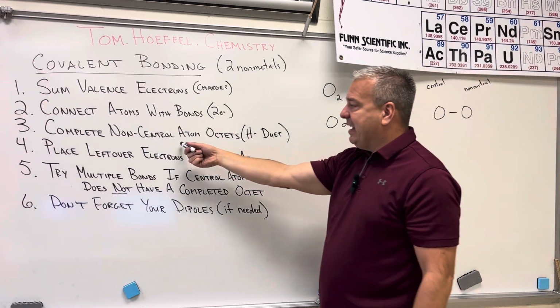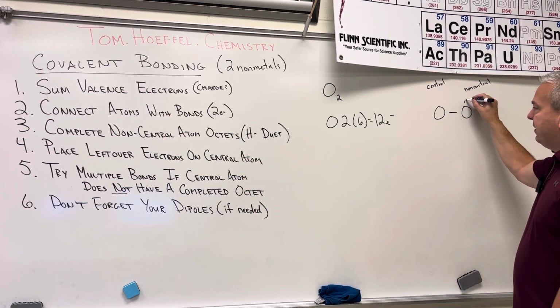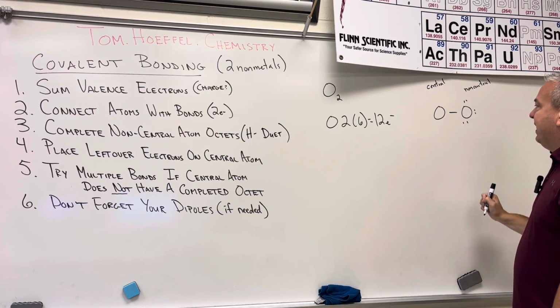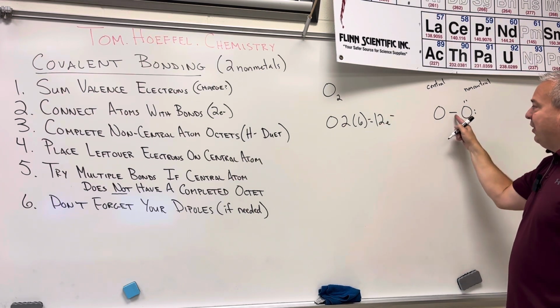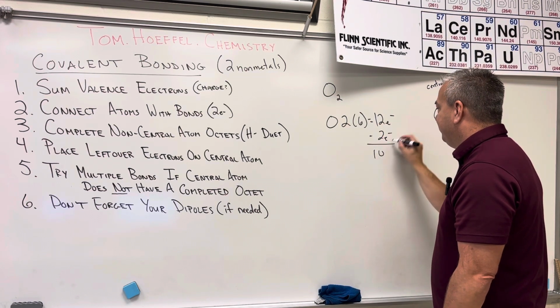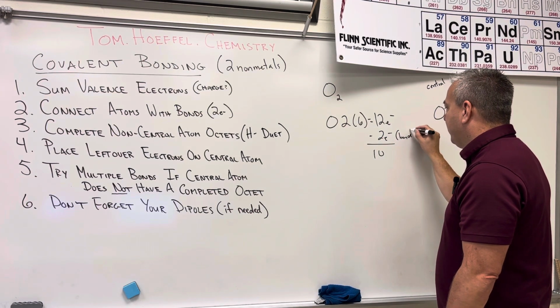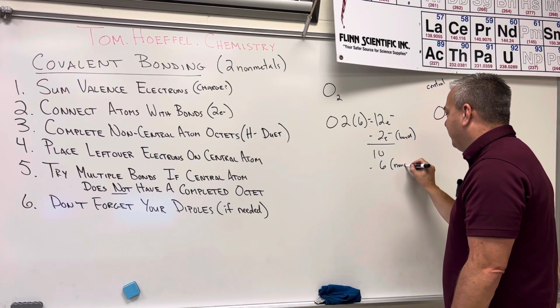We're going to complete the octet of the non-central atom first. So the non-central is over here. To complete its octet, we're going to use these 6 electrons. So if I'm continuing my chart, the first step was to use 2 electrons on the bond, and then I use 6 more electrons on the non-central.